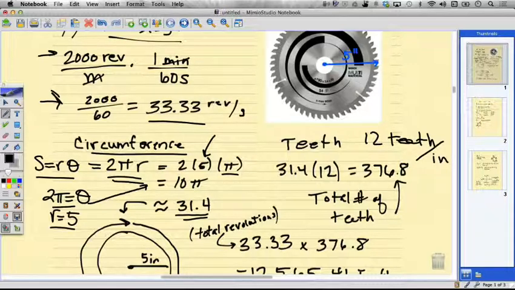How'd you get 5 for r? They told me the diameter was 10. And so if the diameter is 10, the radius would be 5. I have to know that or I can't do the problem, like where they don't tell you. We're going to do another problem, but not like this.